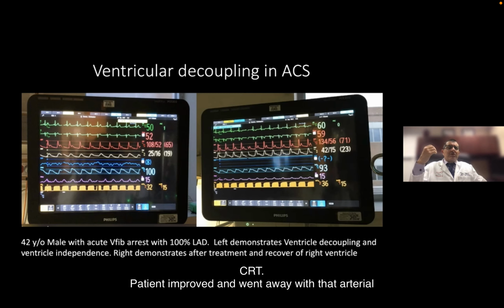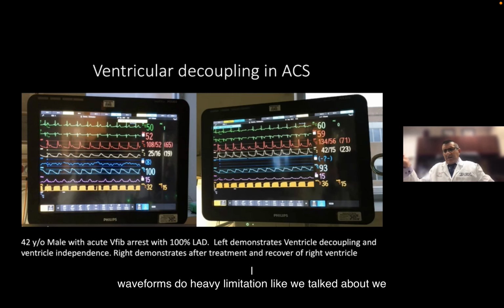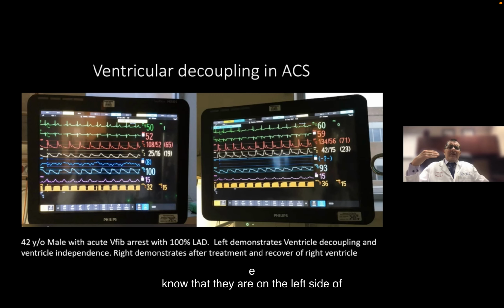With that, arterial waveforms do have a limitation, like we talked about. We know that they are on the left side of the body. The right side, which is about 65% of your vascular space, if your right ventricle is decoupling, is going to give you different errors.